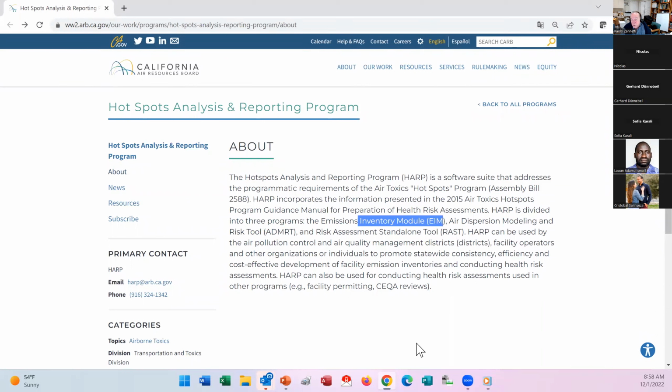The air dispersion modeling tool, which is mostly based on air model. So it's a Gaussian plume model. And then the risk assessment module. So everything is in the same software called HARP. So it's relatively easy to use. This will be a good investment of time for those of you who continue to work in air pollution, to read more about HARP and be able to use it.